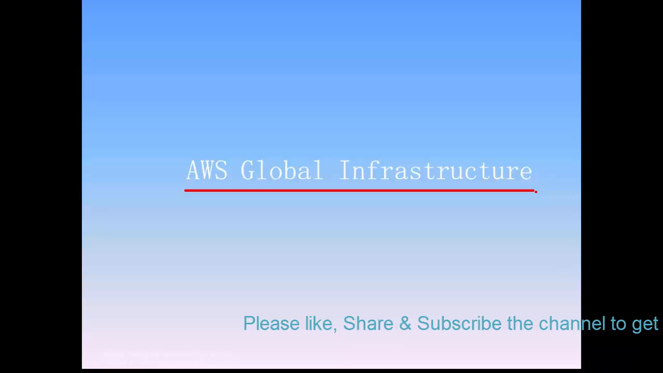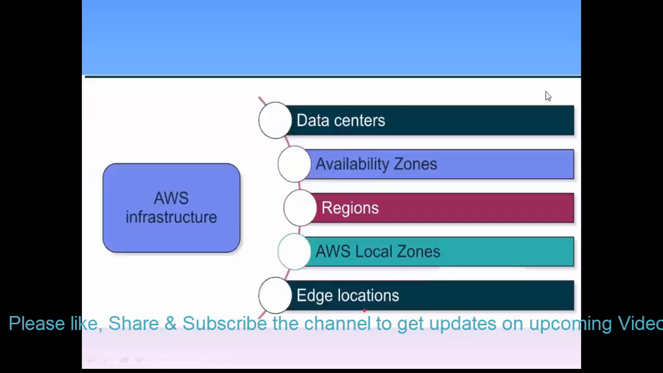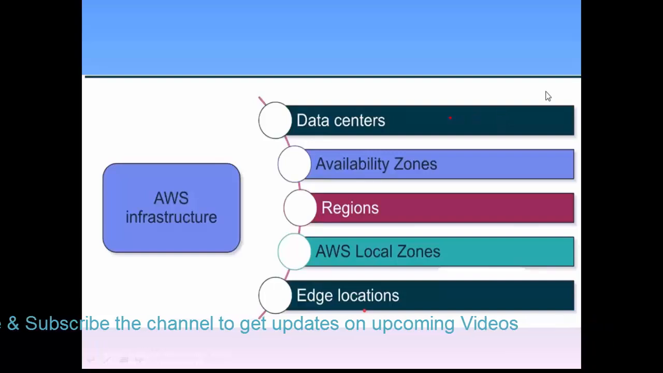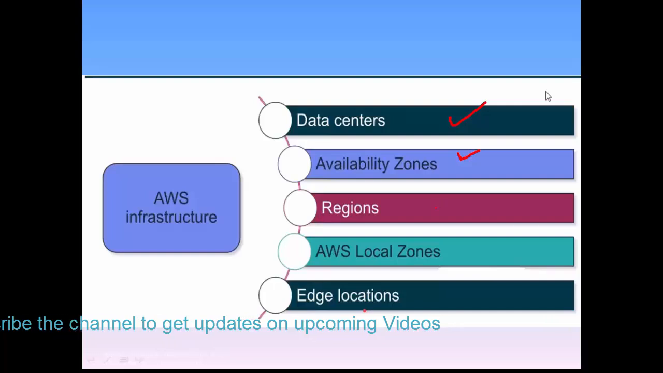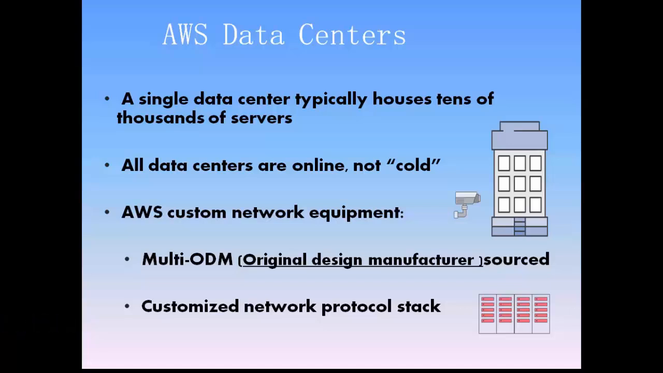It's very mandatory to understand the global infrastructure of AWS. So let's start one by one. As you can see, there are five main components: the data center, availability zone, regions, local zone and edge location. We'll discuss all of these one by one in detail. So very first, data center. Everybody knows about that, maximum of you.